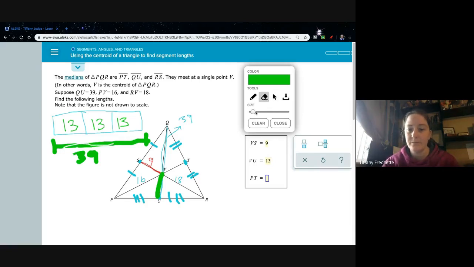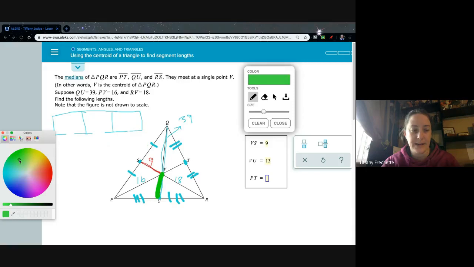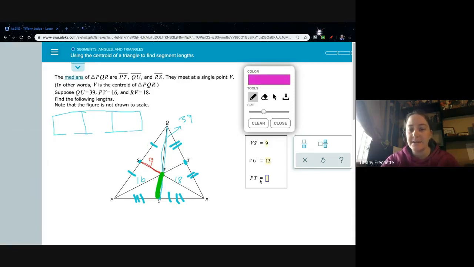Sorry, get rid of this. Fast forward to when I'm not erasing anymore here. All right, and let's do this last piece in pink. Why not? All right, so this last piece, they want PT, so they want this whole length here.